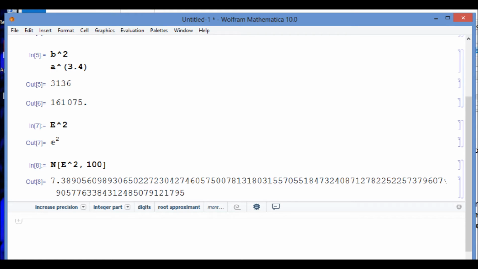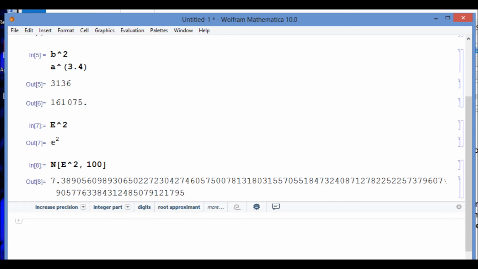E is an important base of exponential expressions, and you must use a capital. Also distinguish that E is not a command, but it is a built-in constant. To get a numerical value, use the N command. Here I added an option, so it displays more digits.